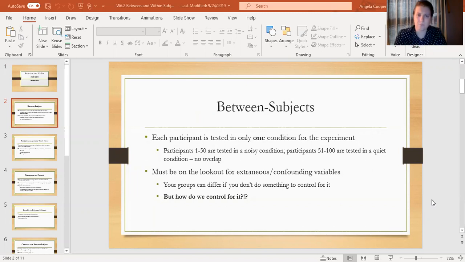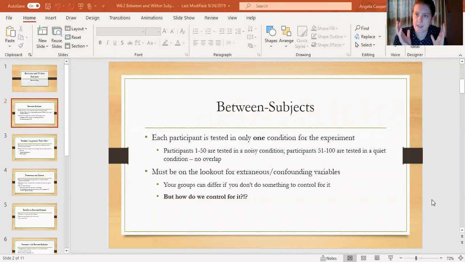However, the problem with between subjects design is that you can have extraneous or confounding variables. Keep in mind that extraneous variables are things outside of the experimenter's control that can apply to changes in the dependent variable, whereas confounding variables, you can kind of think of it as another independent variable, where maybe the groups that you have, the people who test in the quiet versus the people who test in the noisy condition, maybe just by sheer accident, there's a lot of people in the noisy condition who are well versed in the topic.